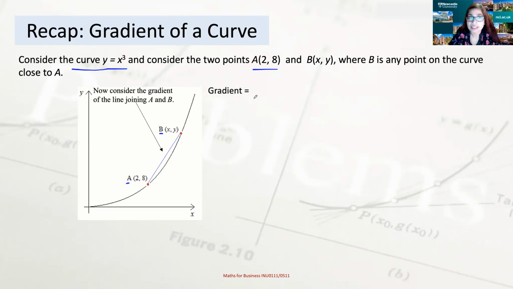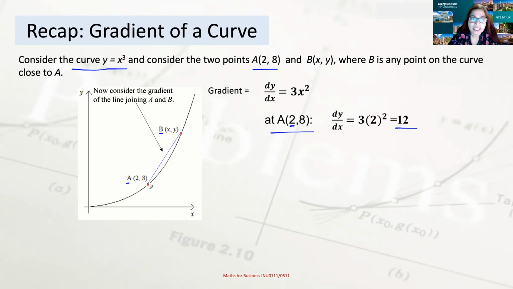So the gradient of this function will be the first differentiation of this function. So 3x squared. And at the point A, this fixed point (2, 8), what is the gradient? dy by dx is equal to, substitute the value of x, and then you get 12. So the gradient is 12. So at this point, the gradient is 12.